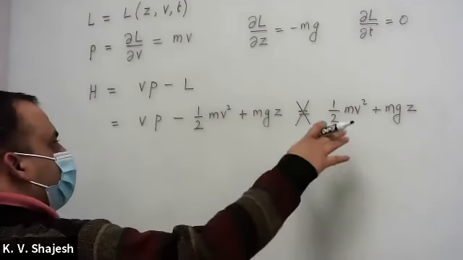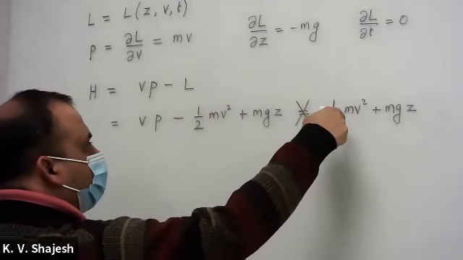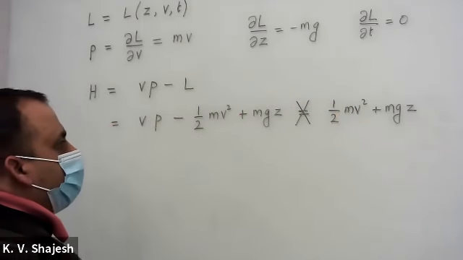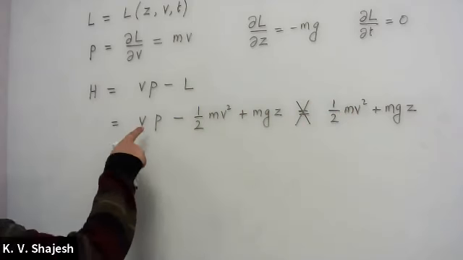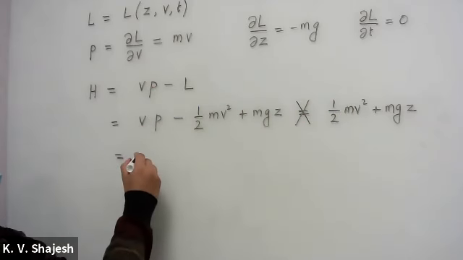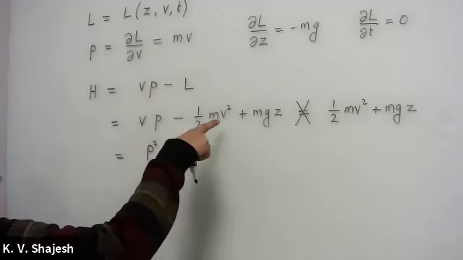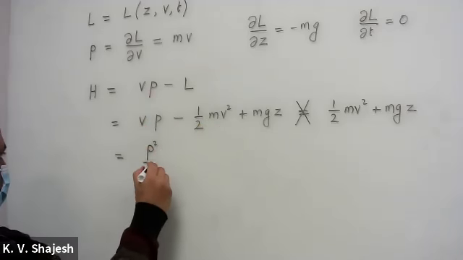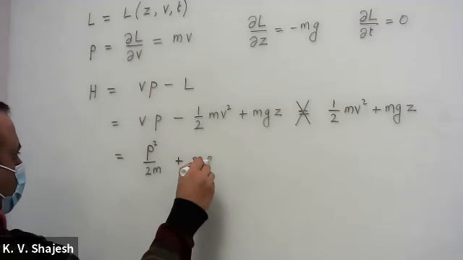It's numerically correct. As a value, if you were to evaluate this at a certain time, that will surely come out to be the Hamiltonian, but it is not correct in the functional sense. It should not depend on the velocity. So we should replace the velocity v. So this will be p squared over m, and this will be p squared over 2m. So that's p squared over 2m plus mgz.